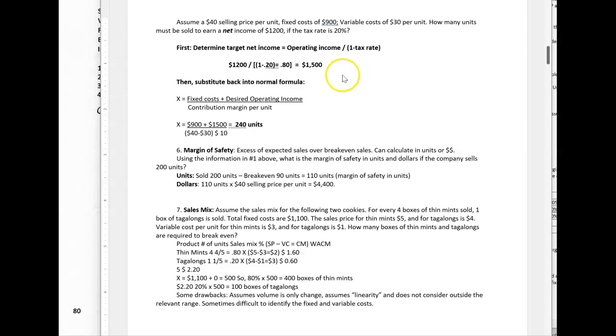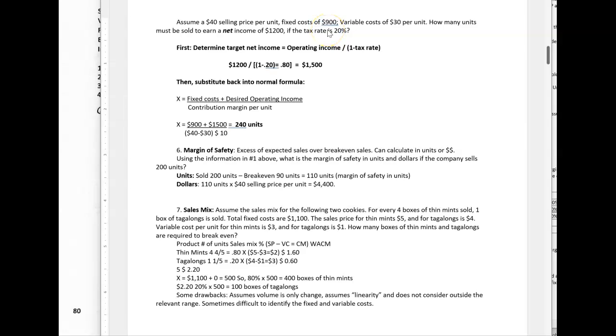So in this example, we have a $40 selling price per unit, fixed costs of $900, and variable costs of $30. If we've got a selling price of $40 and variable costs of $30, then our contribution margin is $10, right? And the question is, how many units must be sold to earn a target net income of $1,200 if the tax rate is 20%?